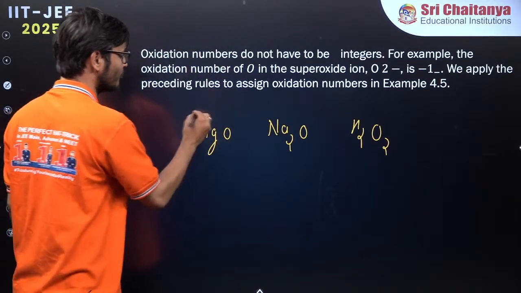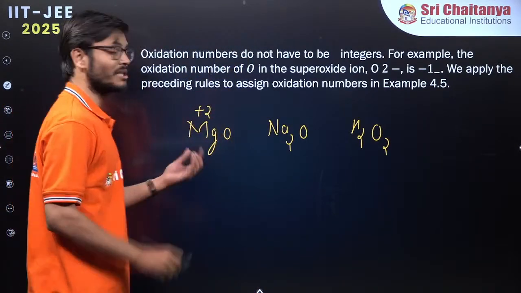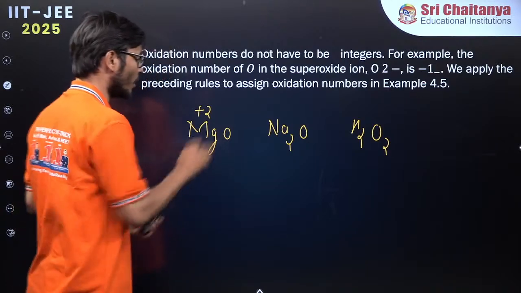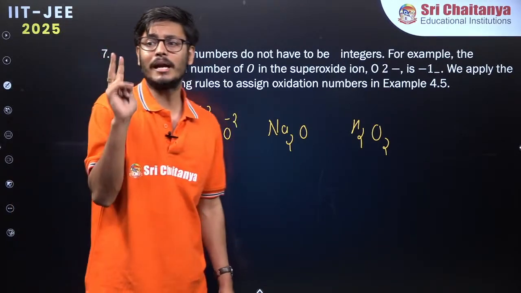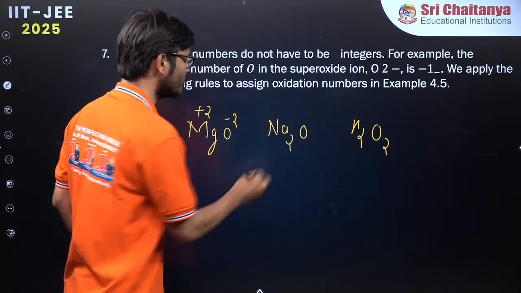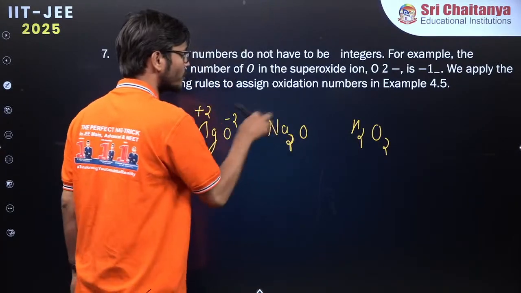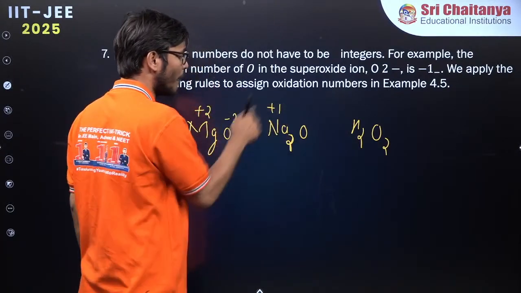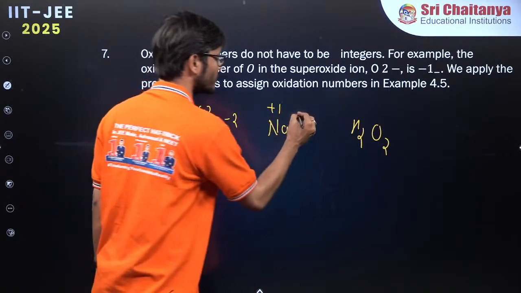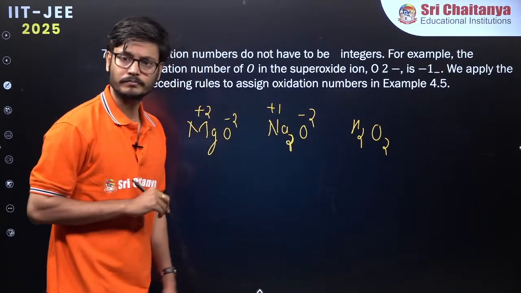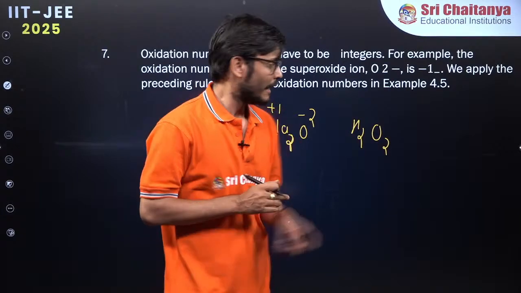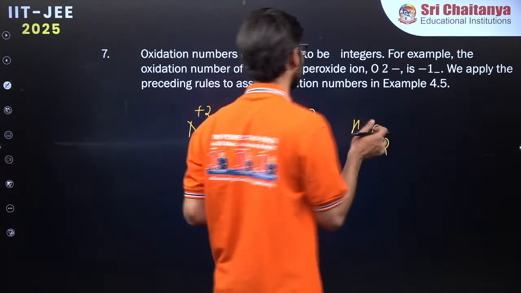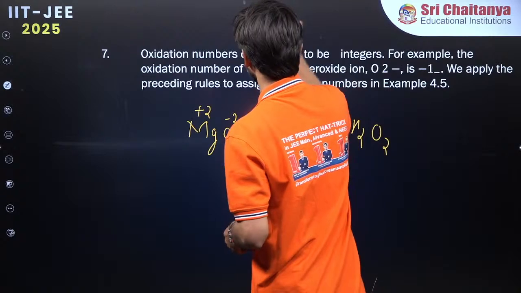So what is the charge on magnesium? +2, sir. So what is the oxidation number on magnesium? +2. What is the oxidation number on oxygen? -2. Because we all know oxygen needs 2 electrons to complete the octet. Similarly in sodium oxide, Na2O, what is the oxidation number of sodium? +1. How many sodium? 2. So what is the oxidation number on oxygen? -2. But in case of hydrogen peroxide, how do we calculate the oxidation number? So there is a method called the X method.